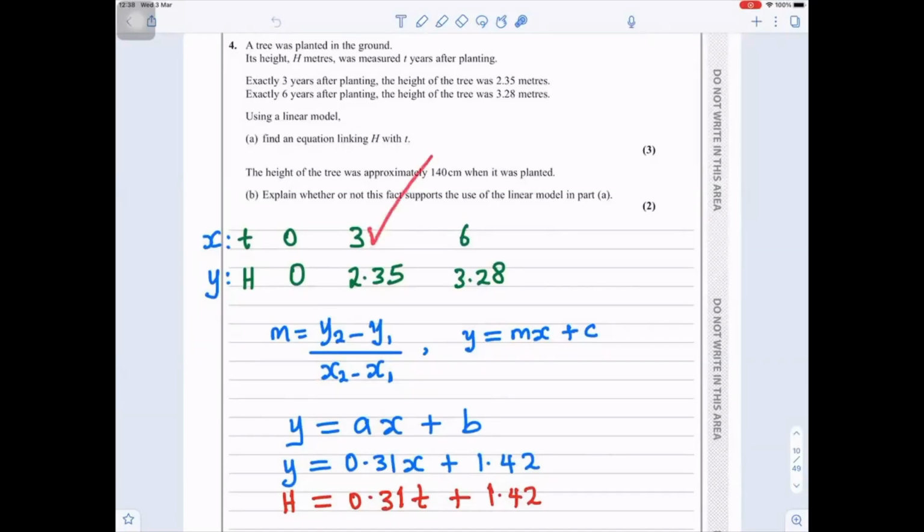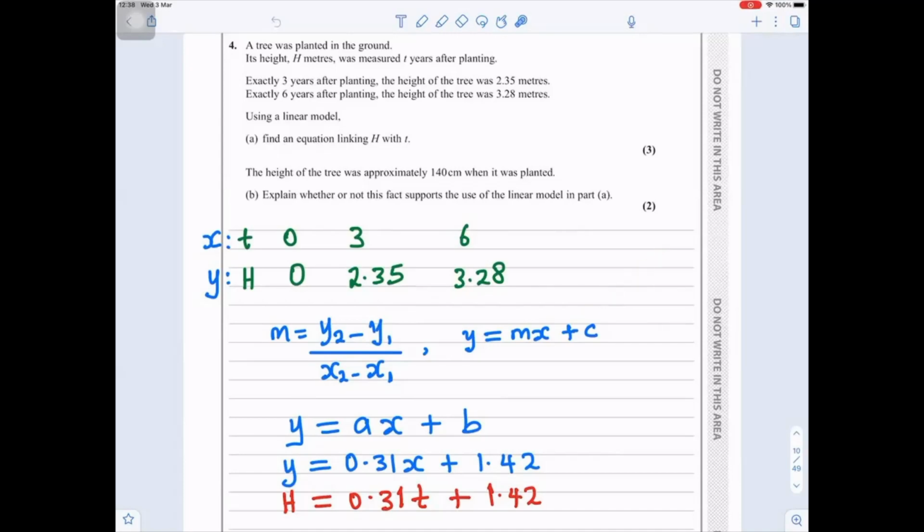When the time is 3 years, the height is 2.35 meters. When it's 6 years, it's 3.28 meters. So if you were to plot that on a graph, you can find the gradient, the change in y over change in x, using that formula. And we're using y equals mx plus c.